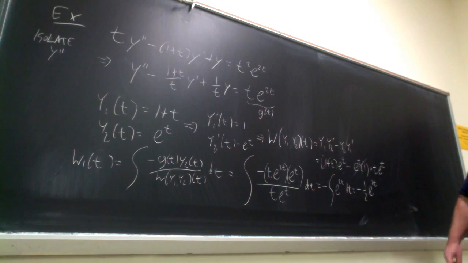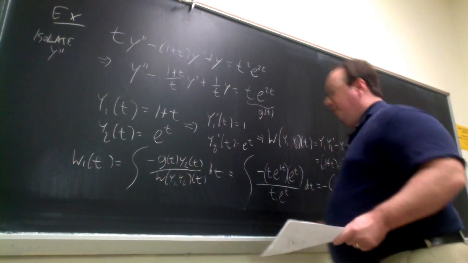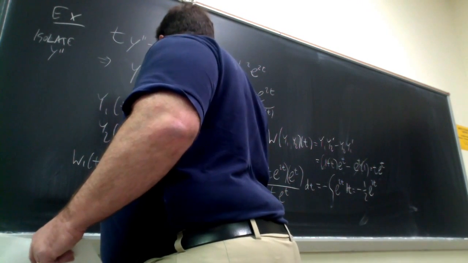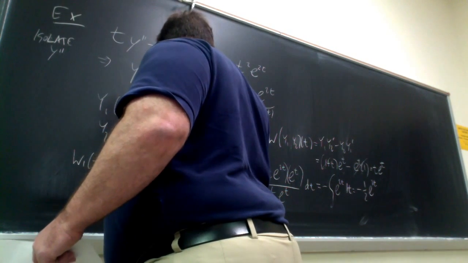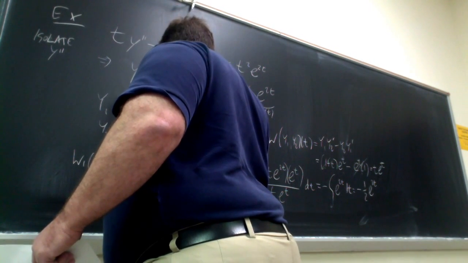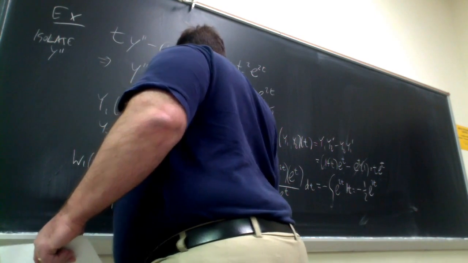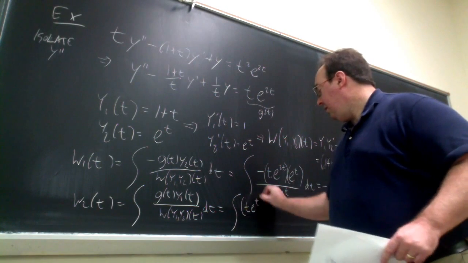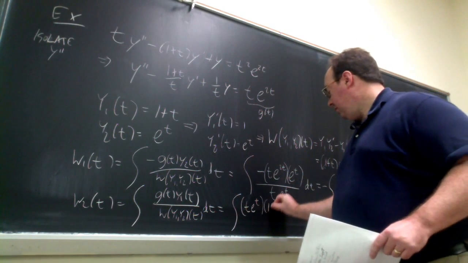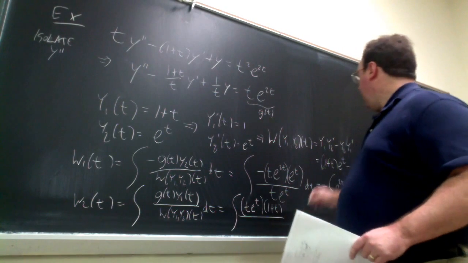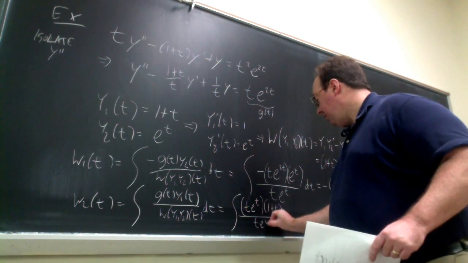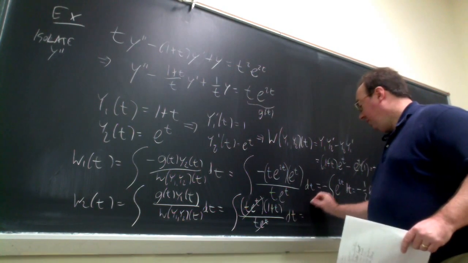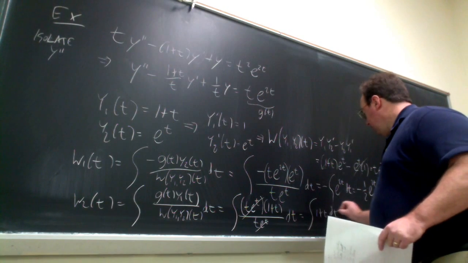Okay, so that's W1. W2, so we have g y1 over the Wronskian. So we fill in that. So g is t e to the 2t, 1 plus t is there. And then we have t e to the t for the Wronskian also. So again, not a very interesting integral.